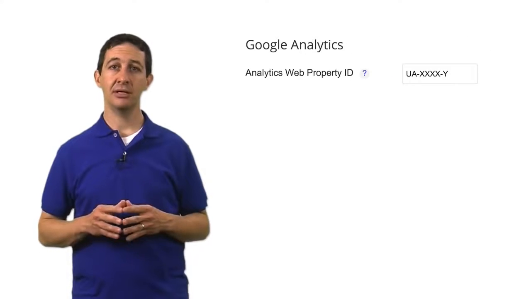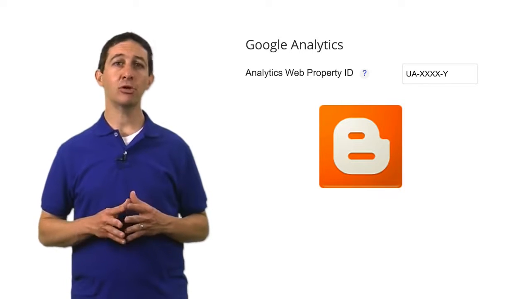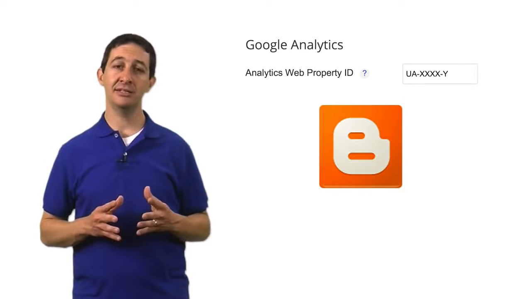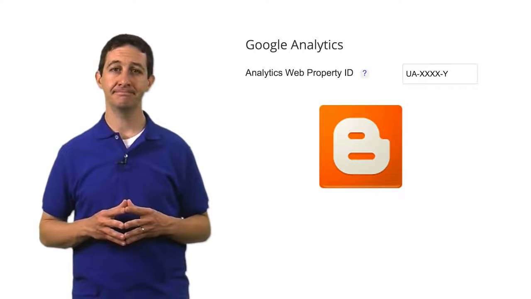In addition to tag management, some platforms also make implementation easier by providing plugins to simplify the tagging process. Plugins on sites like Blogger, WordPress, or Drupal simply require you to input your Analytics ID into the administrative settings, and the platform takes care of the tagging from there.